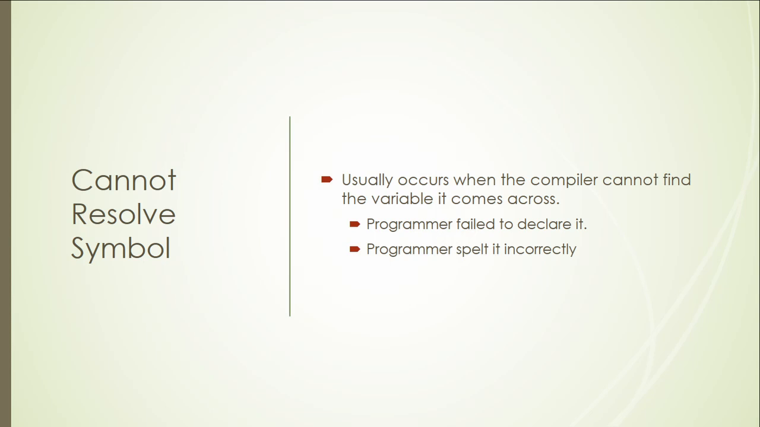Cannot resolve symbol error. This error usually occurs when the compiler cannot find the variable that it comes across. This can happen if the programmer failed to declare the variable or if the programmer spelled it incorrectly.